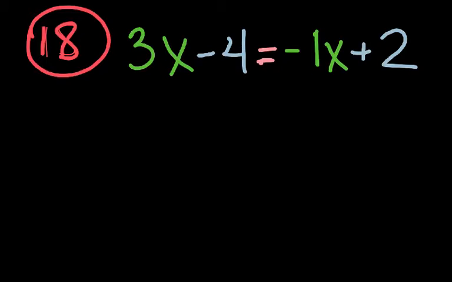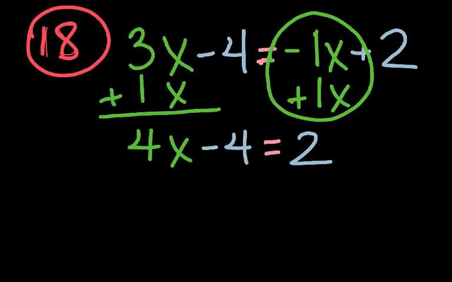Okay, you want to put the variables on one side first, so you can add 1 to both sides, or you can subtract 3 from both sides. I'm going to go ahead and add 1 so it stays positive. Once you do that, you want to get rid of the -4, so you're going to add 4 to both sides.